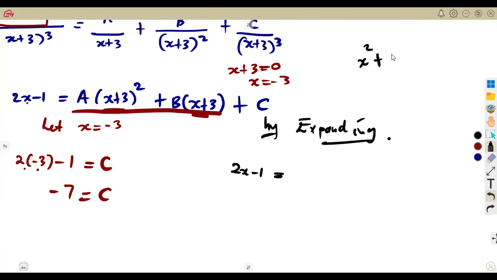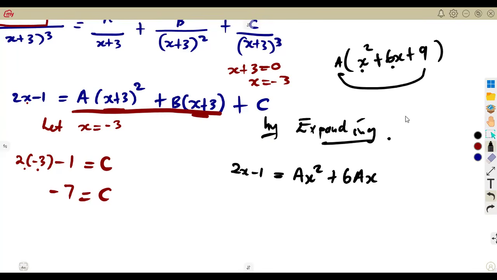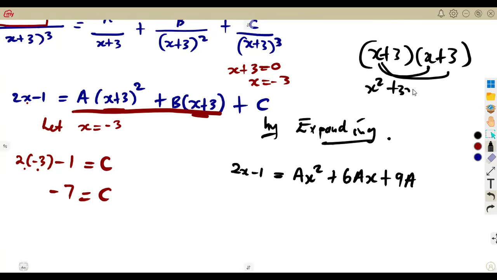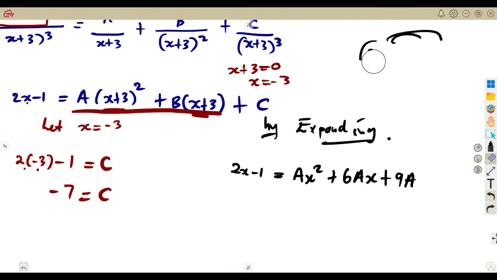It's going to be x squared plus 6x plus 9, when given a squared like that, but it's being affected by a. A times this is going to be ax squared. A times this is going to be 6ax. A and 9 will be 9a. You can even use the two brackets as they are, x plus 3 into x plus 3. x times x is x squared, x and 3 is 3x, 3 and x is 3x, and 3 and 3 is 9. Considering like terms, you are going to have the same result, x squared plus 6x plus 9.